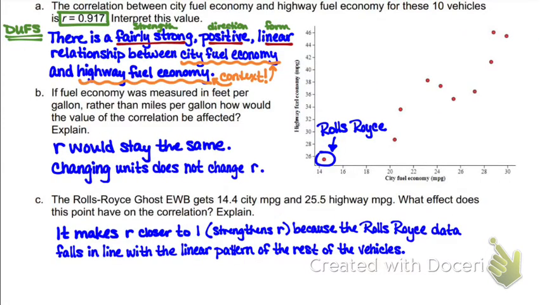So there's a fairly strong, remember we always want to soften our descriptions with fairly or moderately or whatnot. I would call this a fairly strong positive linear relationship, and then you need to include context here. It's a fairly strong positive linear relationship between city fuel economy and highway fuel economy. Pulled right off of the XY axis.